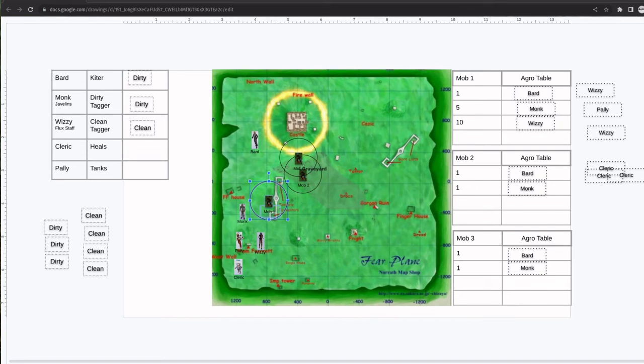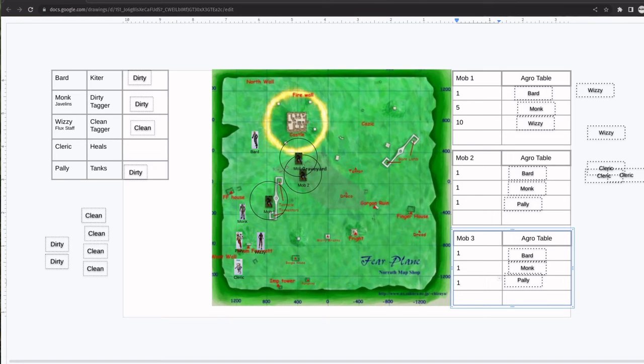Poor guy, he doesn't quite understand the mechanics of clean tagging and dirty tagging. So now that pally, since he buffed somebody who is dirty, is now dirty. He goes on the aggro table of mob 2 and mob 3. And again, it's just assist aggro, so it's not pulling aggro off of the bard yet, but that pally is dirty.